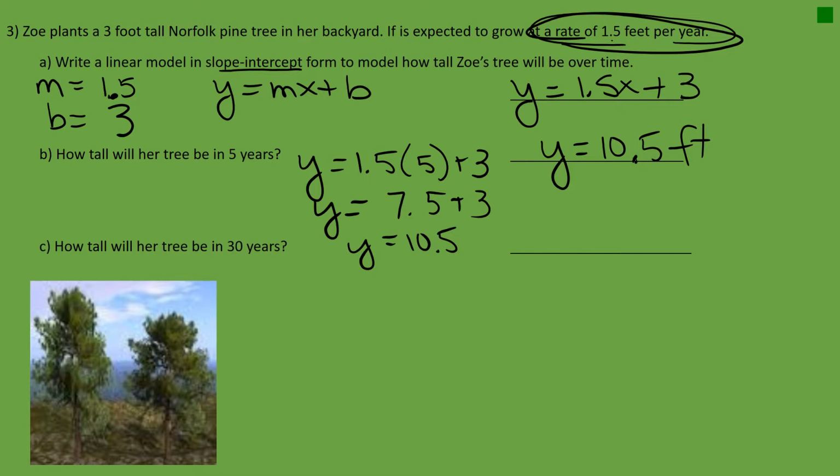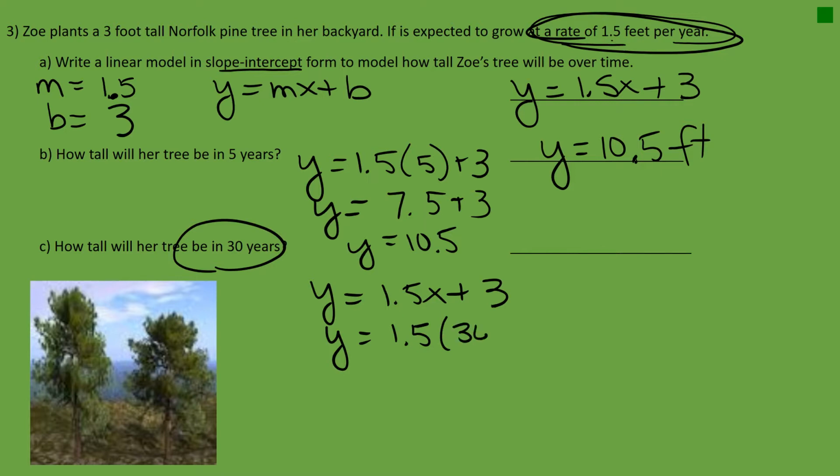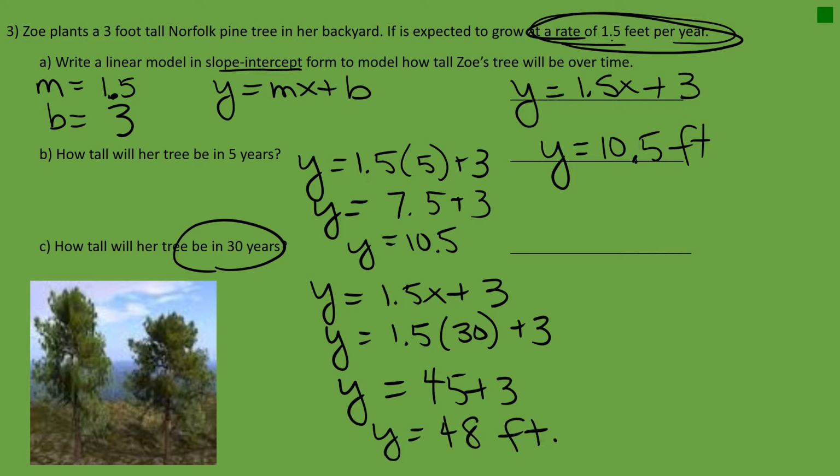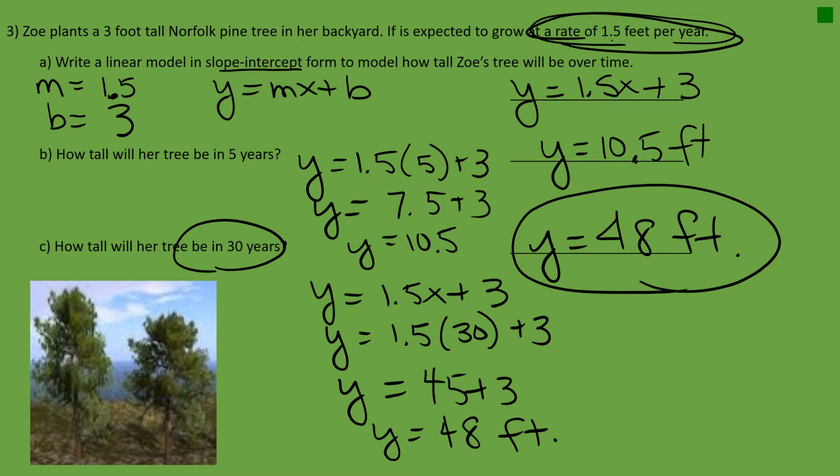How tall will the tree be in 30 years? Well, they're wanting me to go back to the equation that I originally wrote and plug in a 30 this time. So this time I have 1.5 times 30 plus 3. So I get 1.5 times 30. So I get 45 plus 3, which is 48. 48 feet! In 30 years, that tree will be 48 feet tall. Think about that. That's a tall tree.